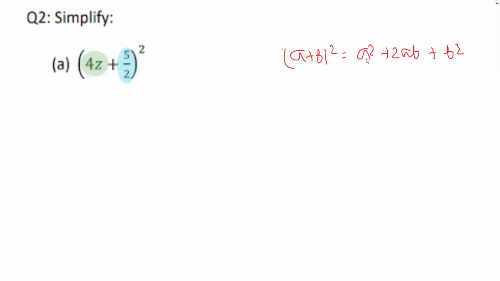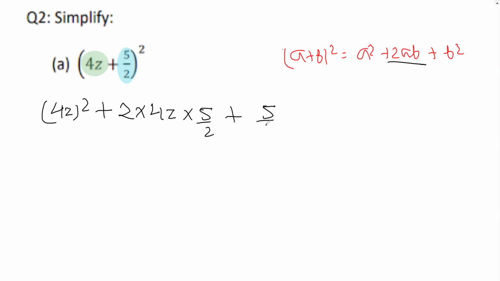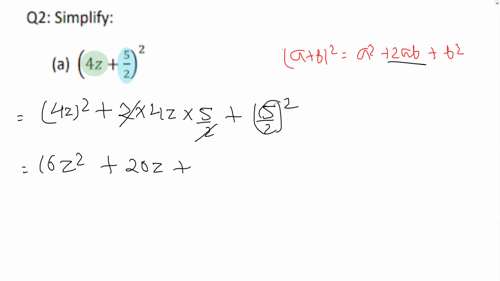So if I plug in a as 4z, it's going to be 4z square plus 2ab, that is, plus 2 times a, which is 4z, into b, which is 5 over 2, plus b square, that is 5 over 2 whole square. Now 4 square is 16, so it's going to be 16 times z square. Now we can simplify this. 2 and 2 get cancelled. 4 into 5 is 20. So it's 20z plus 5 square is 25 and 2 square is 4. So on simplifying, we'll get this.